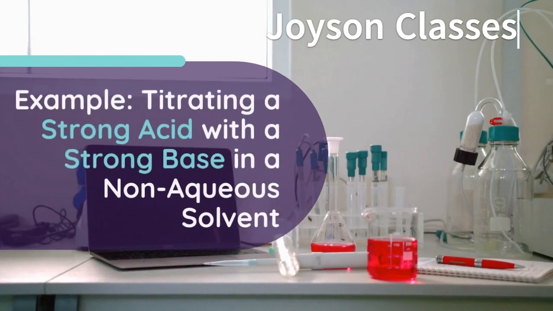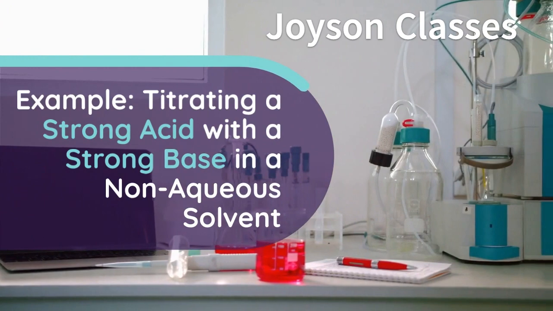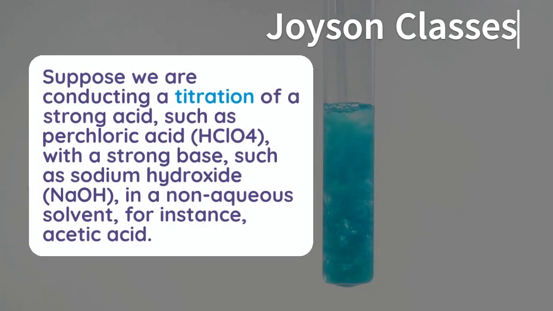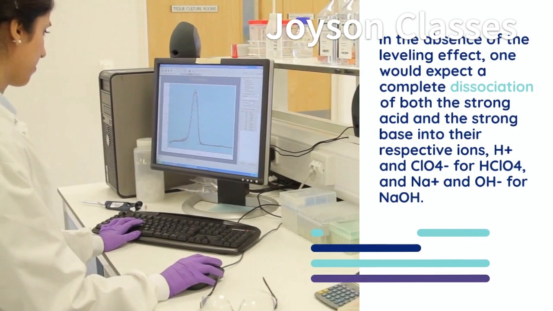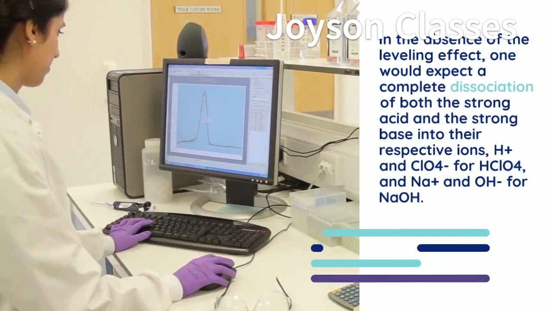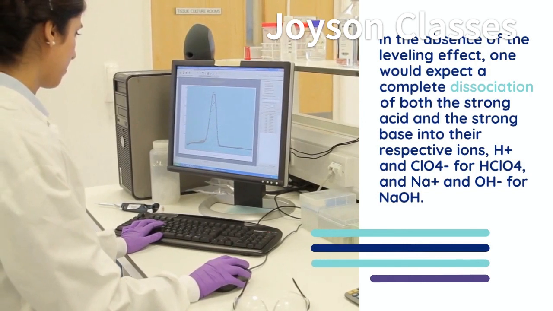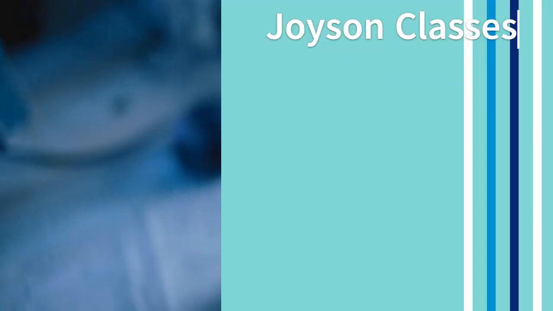Example: titrating a strong acid with a strong base in a non-aqueous solvent. Suppose we are conducting a titration of a strong acid, such as perchloric acid, HClO4, with a strong base, such as sodium hydroxide, NaOH, in a non-aqueous solvent, for instance, acetic acid. In the absence of the leveling effect, one would expect a complete dissociation of both the strong acid and the strong base into their respective ions, H+ and ClO4- for HClO4, and Na+ and OH- for NaOH.